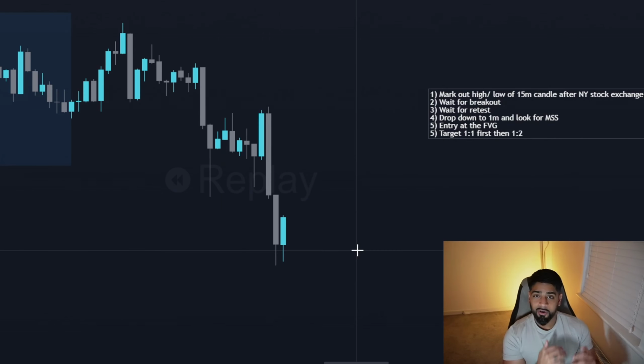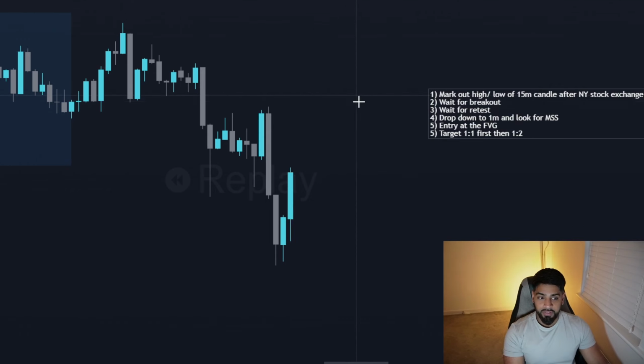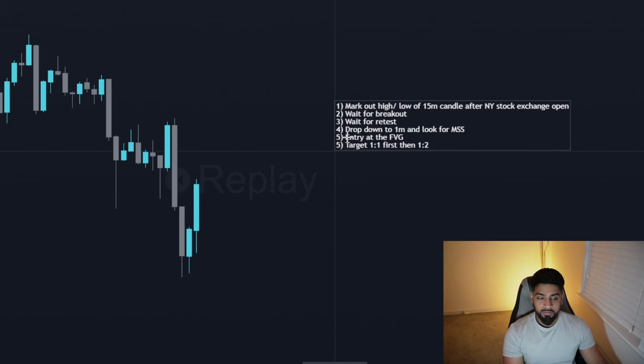So again, we're here on NQ on the 15 minutes time frame. This is the 2:15 candle, which means the next 15-minute candle is going to be the one that we actually want. So if I press next, we're going to get the next 15-minute candle, and we're going to start with our checklist.